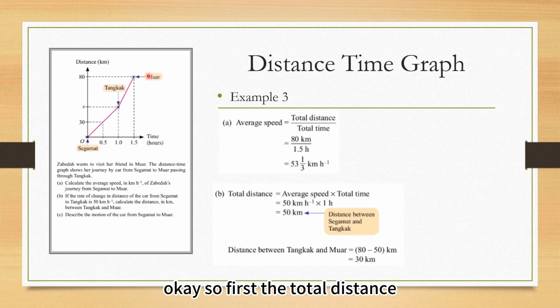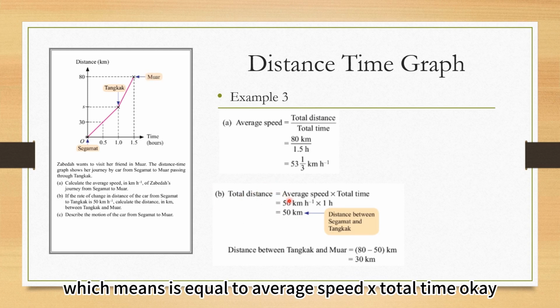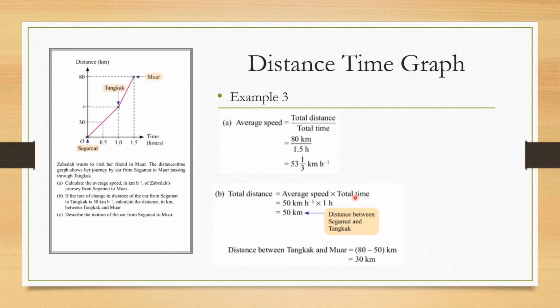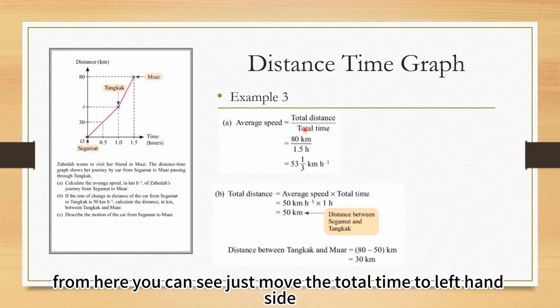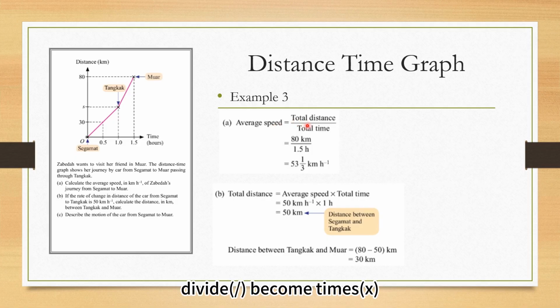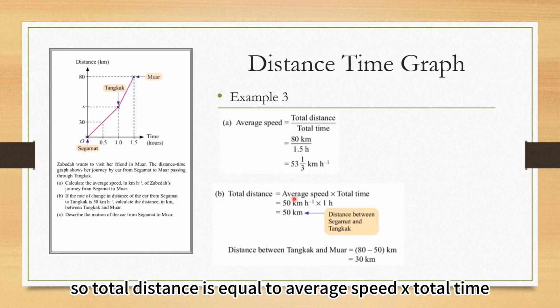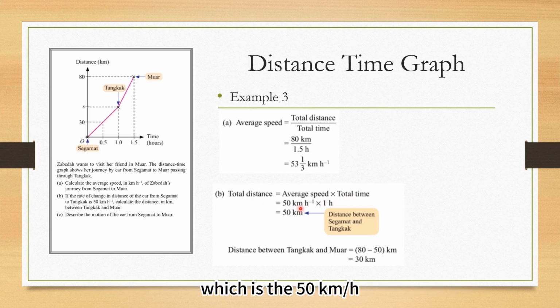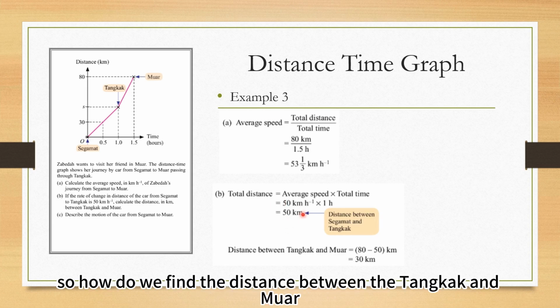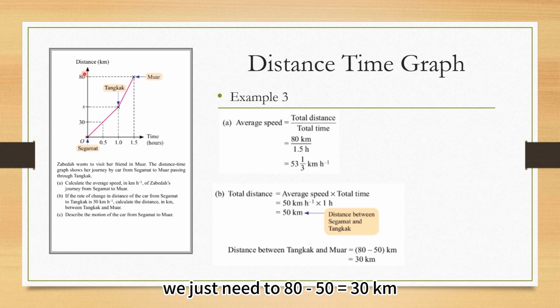Okay, so first, the total distance is equal to average speed times total time. From here you can see, just move the total time to the left hand side, we will divide. So total distance is equal to average speed times total time, which is 50 km per hour, and the total time is 1 hour. So we will get S is equal to 50 km. So how do we find the distance between Tangkak and Muar? We just need to do 80 minus 50, so we will get 30 km.